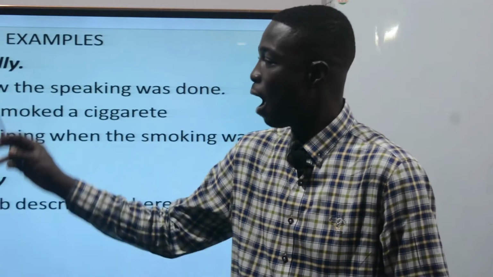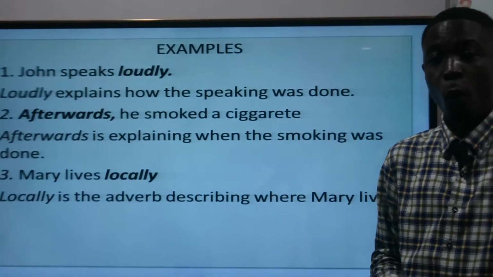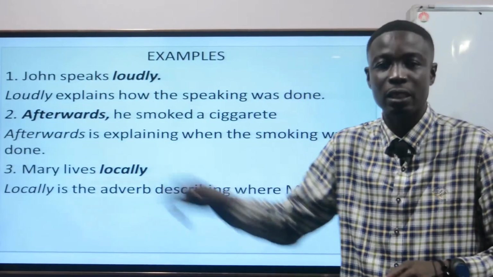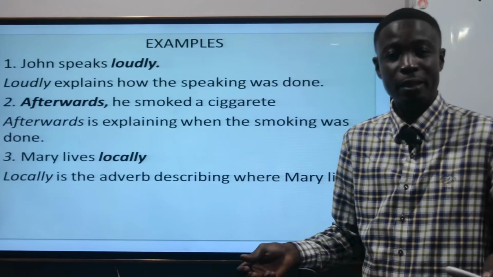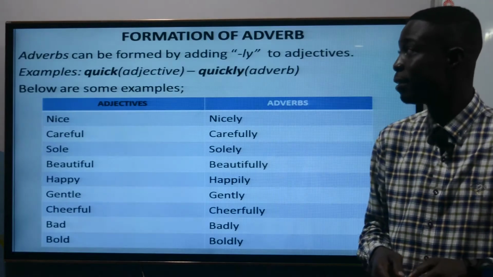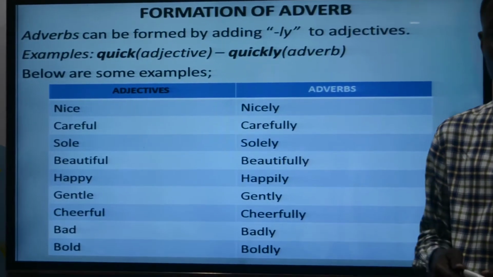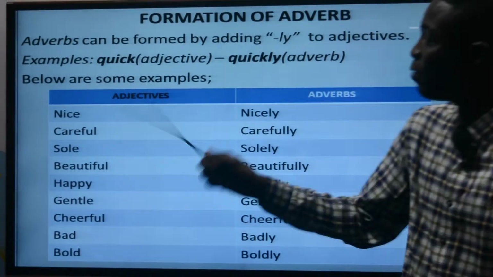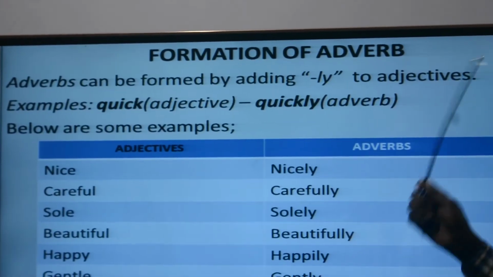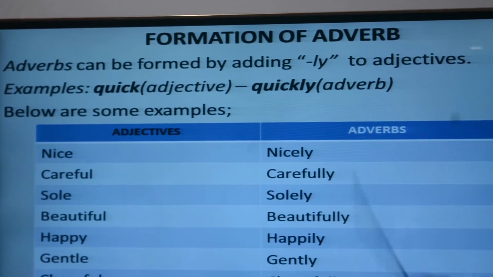So these are some of the examples of adverbs and what they tend to do in sentences, their functions in explaining or giving much information about a verb, an adjective, or another adverb. I hope you've gotten this point. So let's look at the formation of adverbs, how adverbs are formed. Adverbs can be formed by adding ly to adjectives.